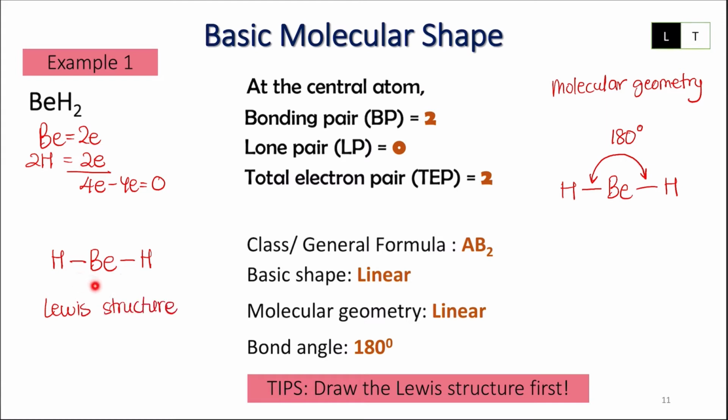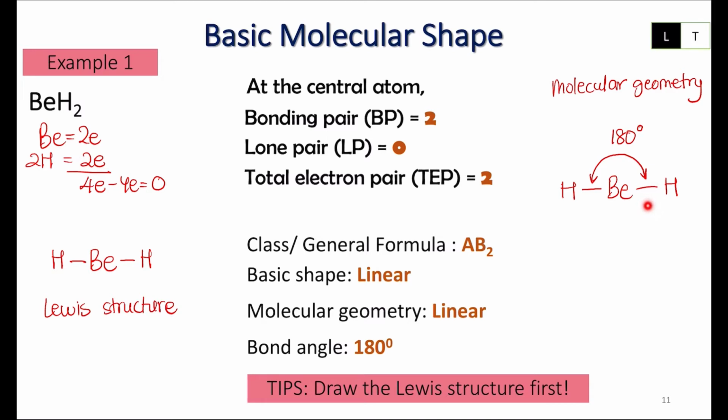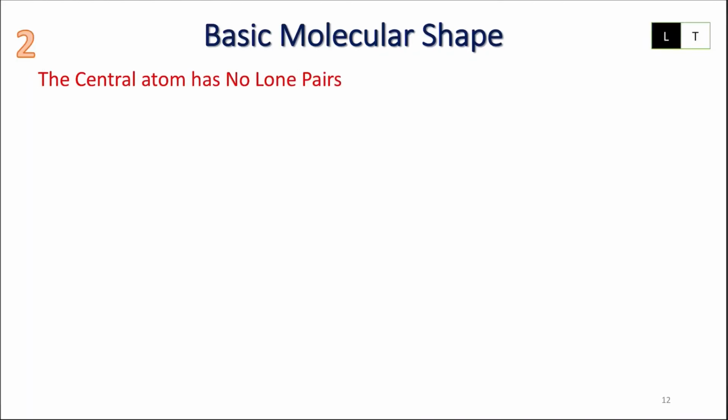So untuk kes ini awak memang tak nampak sangatlah perbezaan dia sebab drawing dia masih lagi sama. But still you have to draw both of them because you got 1 mark for the Lewis structure and 1 mark for molecular geometry. Let's go to the second basic molecular shape, which in this case is trigonal planar.